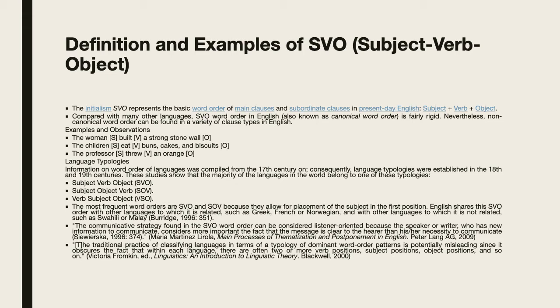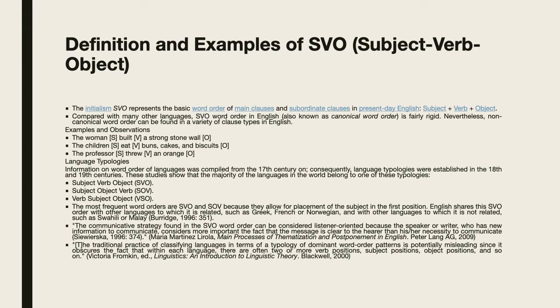Language typologies. Information on word order of languages was compiled from the 17th century on. Consequently, language typologies were established in the 18th and the 19th century. These studies show that the majority of the languages in the world belong to one of these typologies. The first is SVO, subject verb object. Second is SOV, subject object verb. Last is VSO, verb subject object.